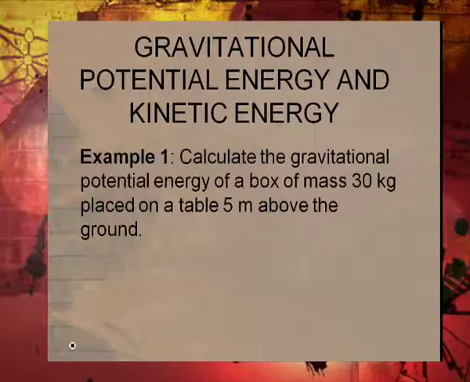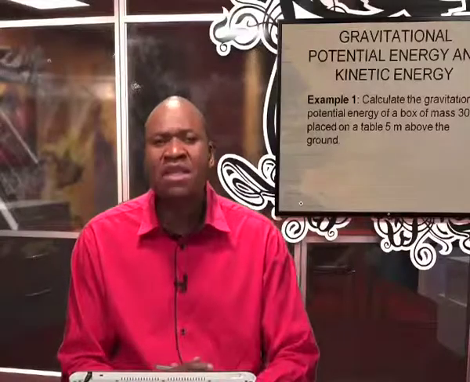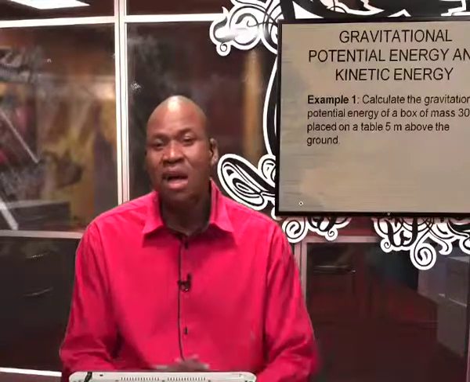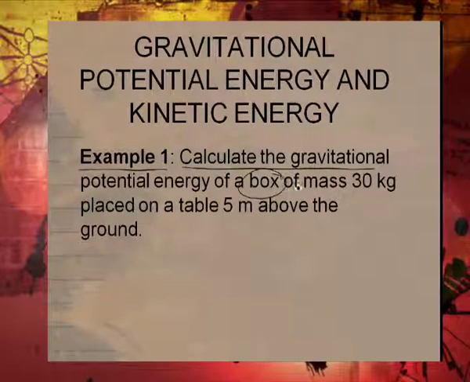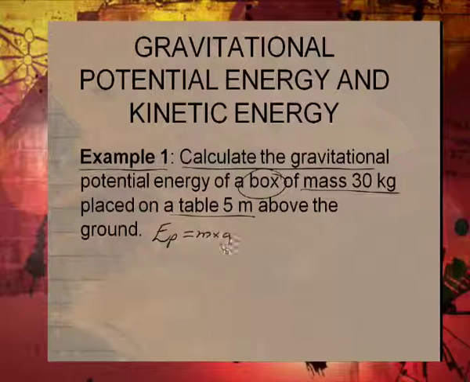Okay, now let's look at some examples that we may find in our assessment tasks, to see how we are to approach them when they are given to us in the form of exams or tests or homework based on what we have just said. Let's look at this one. Calculate the gravitational potential energy of a box of mass 30 kilograms placed on a table 5 meters above the ground. Now we know from the formula that gravitational potential energy EP is given by mass times gravitational acceleration times the height of the object.